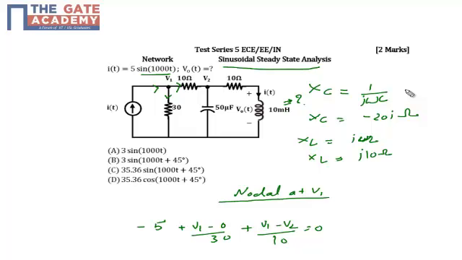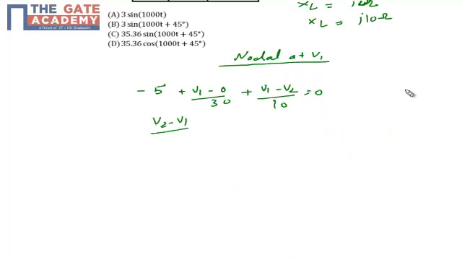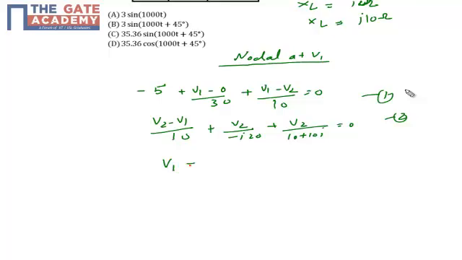Similarly, applying the nodal at V2, it will be (V2 minus V1) by 10 plus V2 by minus j20 plus V2 by (10 plus 10j) is equal to 0. So now we have two equations and two unknowns, V1 and V2. By solving these two equations, you will get V1 as 75 volt with 0 phase shift, and V2 as 50 volt with a phase difference of 0.